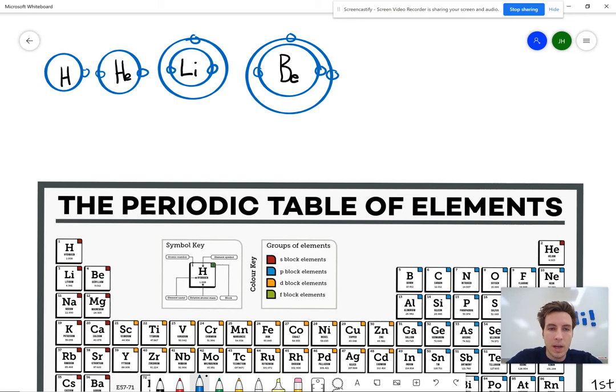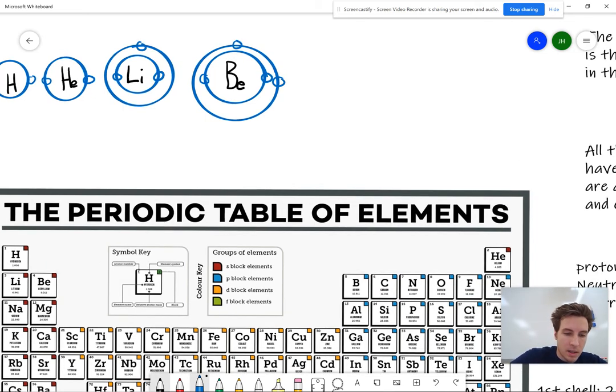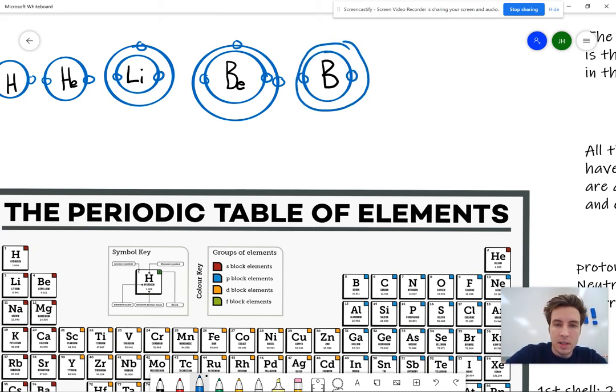Moving on to boron. The boron symbol is B, and ooh, that's a terrible B. Let me write that again. B is again going to have the first shell filled with 2 electrons, and the second shell here is going to hold the other 3. 1, 2, 3. Okay, hopefully you're getting the picture by now.